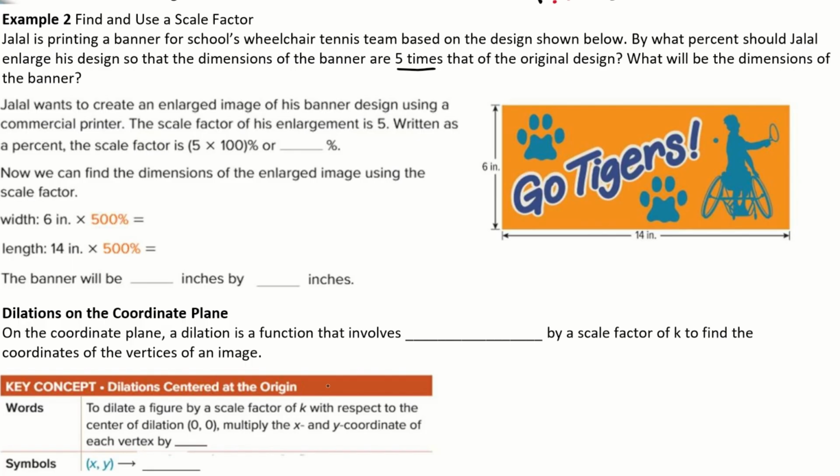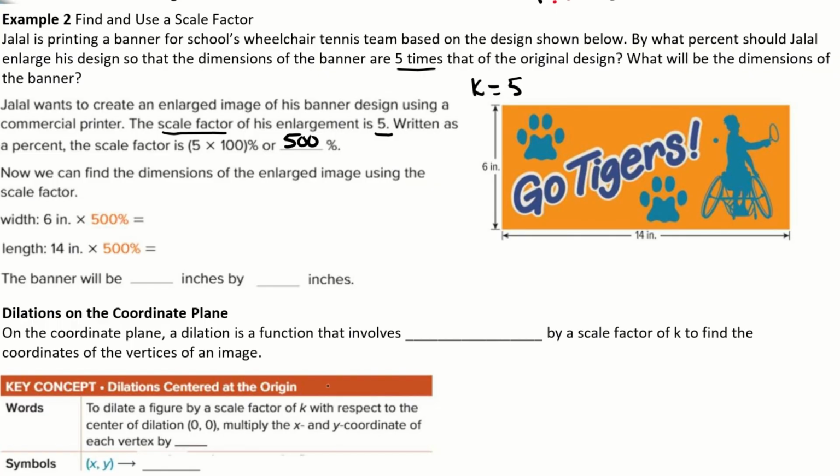This is a dilation, right? And the scale factor is 5. Okay, so the scale factor here is 5. So that means we got our K. So K equals 5. So it says by what percent. So if you're multiplying everything by 5, which is what you're going to do, you're going to make it 5 times bigger. Then in terms of percent, it will be 500%.